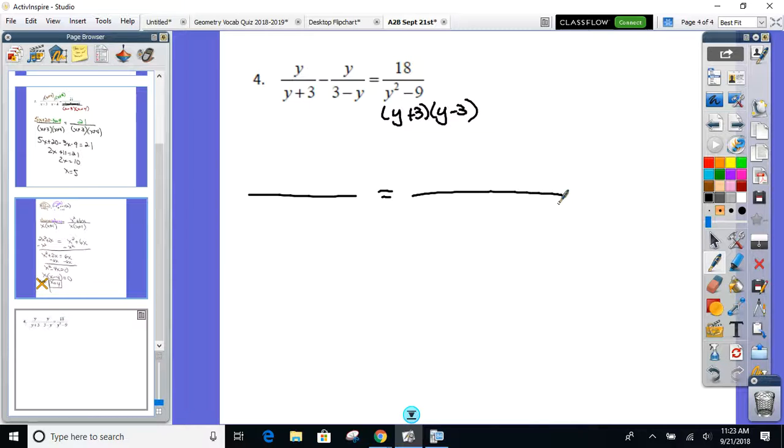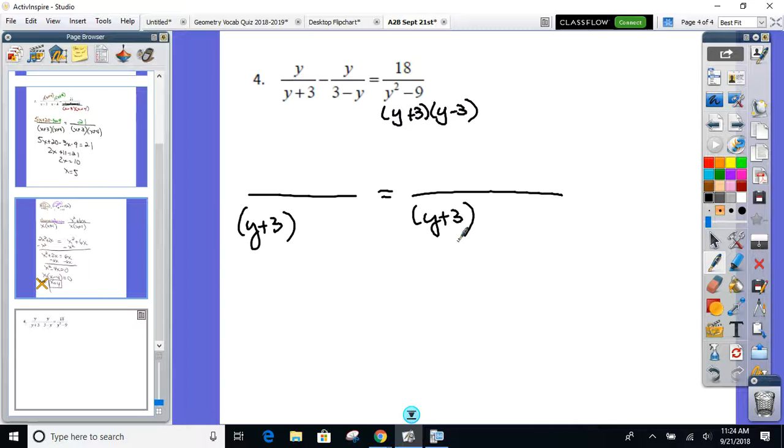Pull out something that's in common. Let's start there. Yep, definitely y plus 3. I agree with you guys. Nice job. So they're gone. Ooh, now we're down to these two, right? 3 minus y and y minus 3.